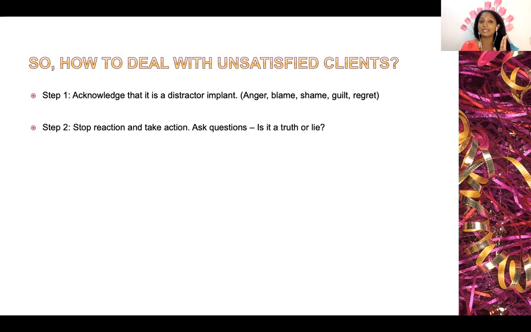First step. Second step, now this is going to be a challenging step, is not going into the reaction mode of anger and then proving you right. You step back, you know that it's a lie, and you know that it's a distractor implant. So you stop the reaction and you take action by asking questions. Okay, whatever this person is telling, is it true? Is it a lie? Okay, it's a lie. Most, 99% of the stuff that comes up, the blame, shame, guilt, regret, is usually a lie. So, okay, it's a lie. Great. And then you can ask more questions.